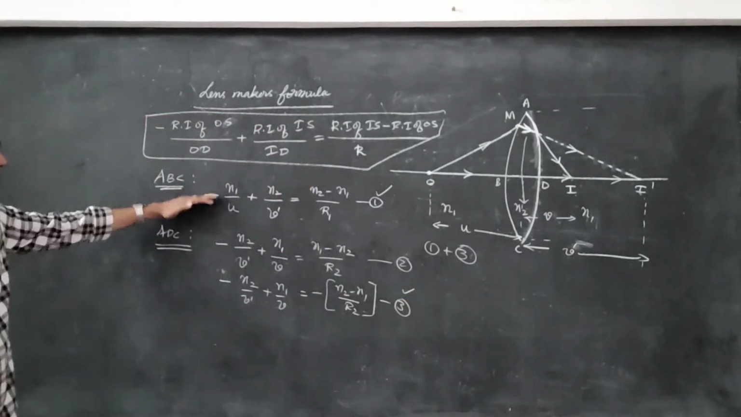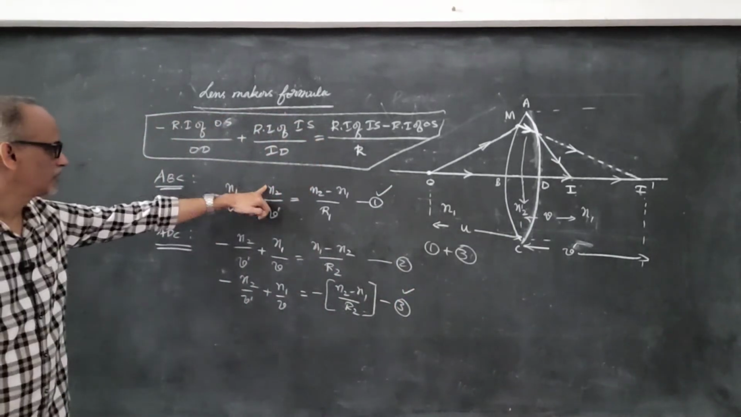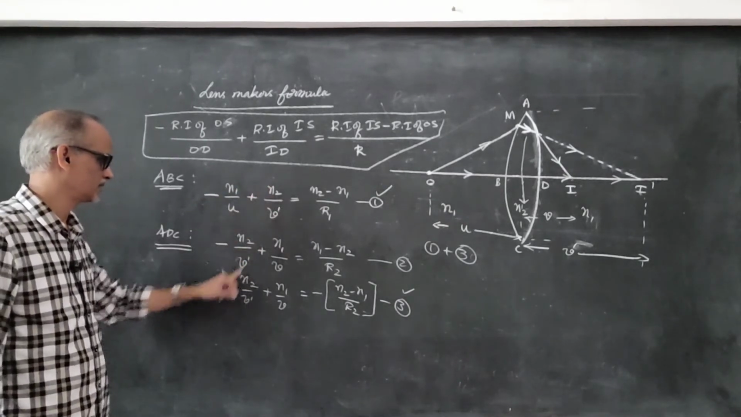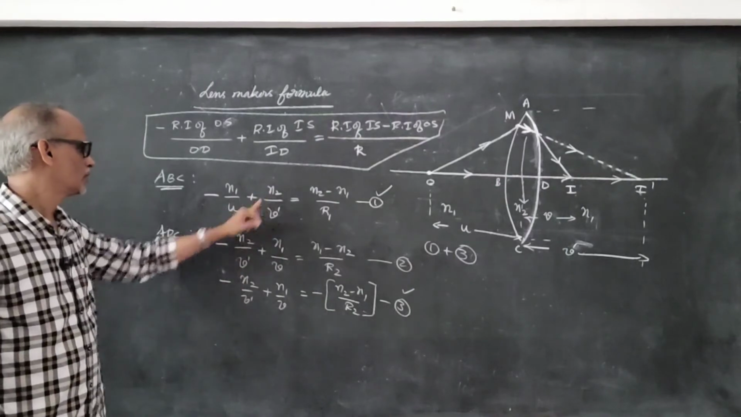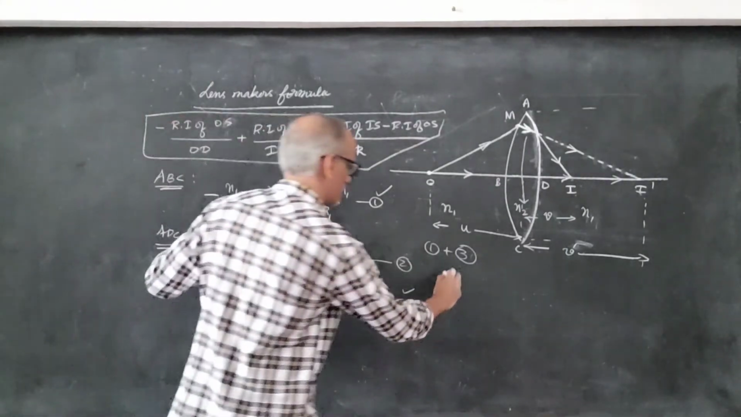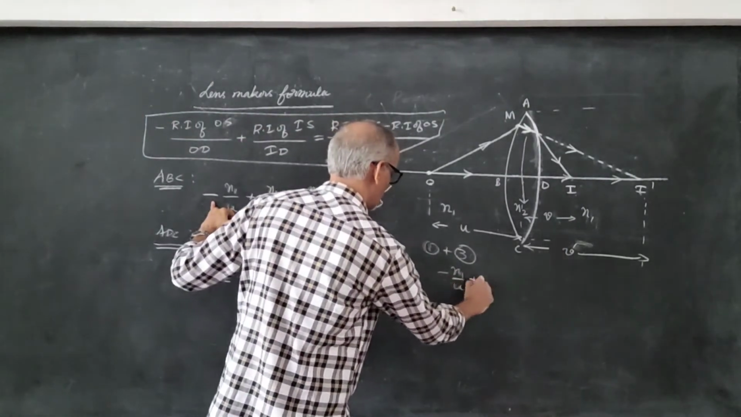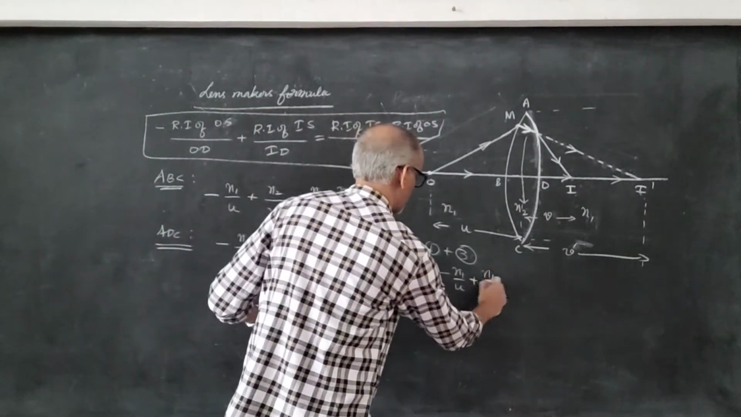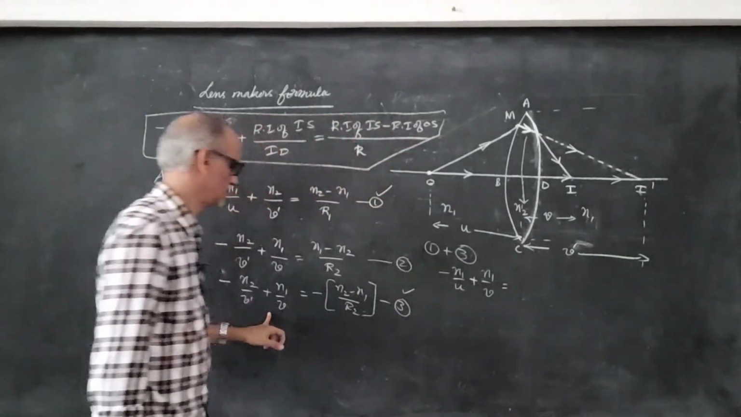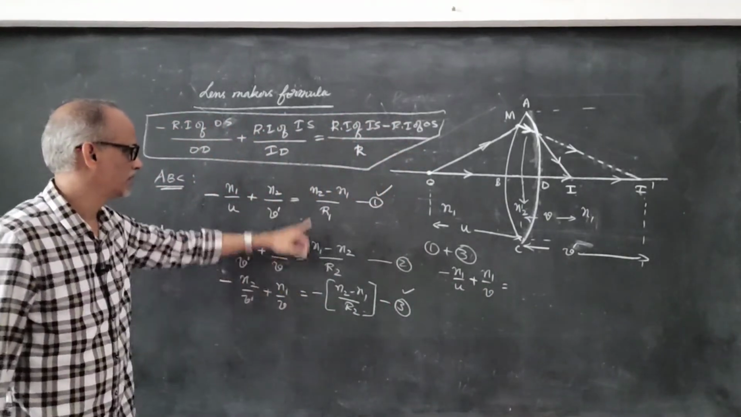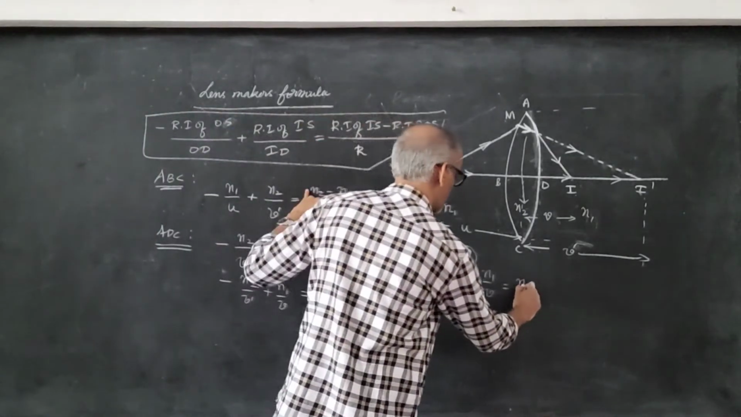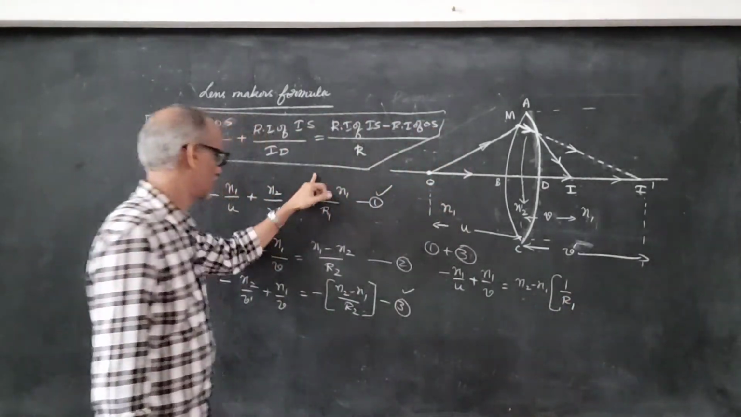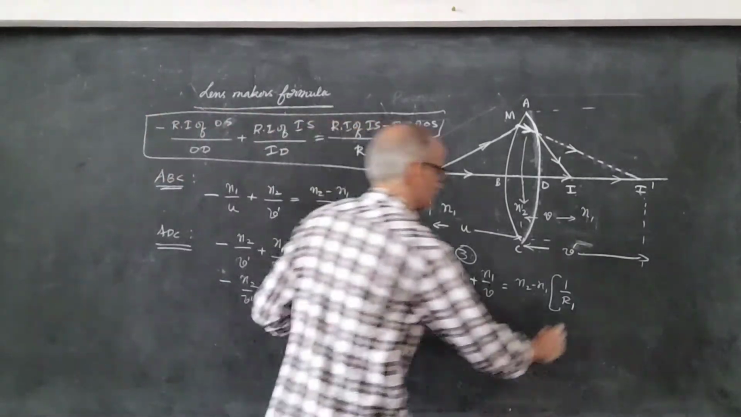So when you add this and this, you can see here, we have N2 by V dash plus N2 by V dash minus N2 by V dash. That will get cancelled. What remains is only this, minus N1 by U plus N1 by V is equal to, for this, N2 minus N1 is common. And what we get is 1 by R1 minus 1 by R2.